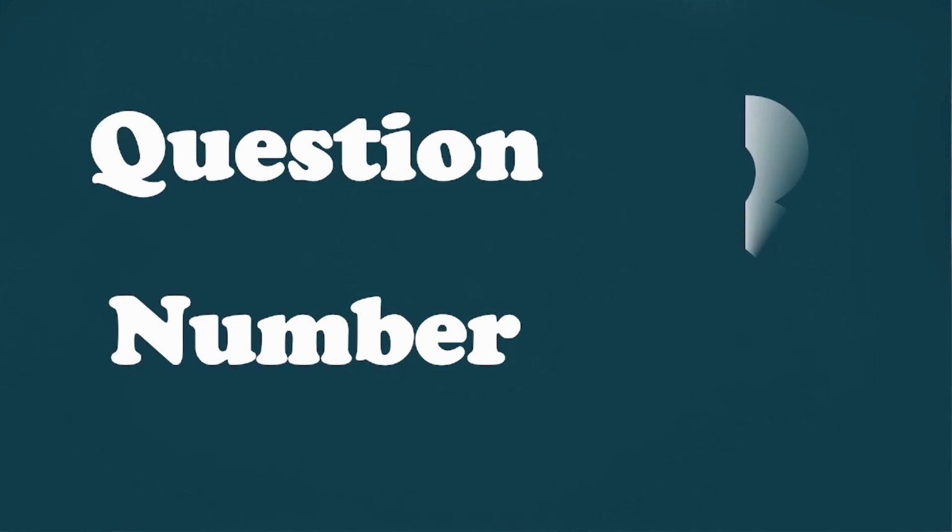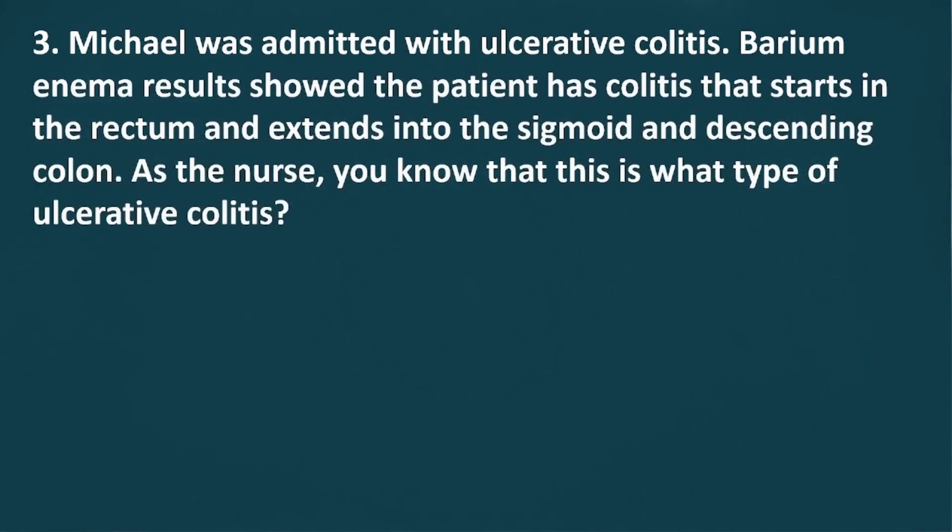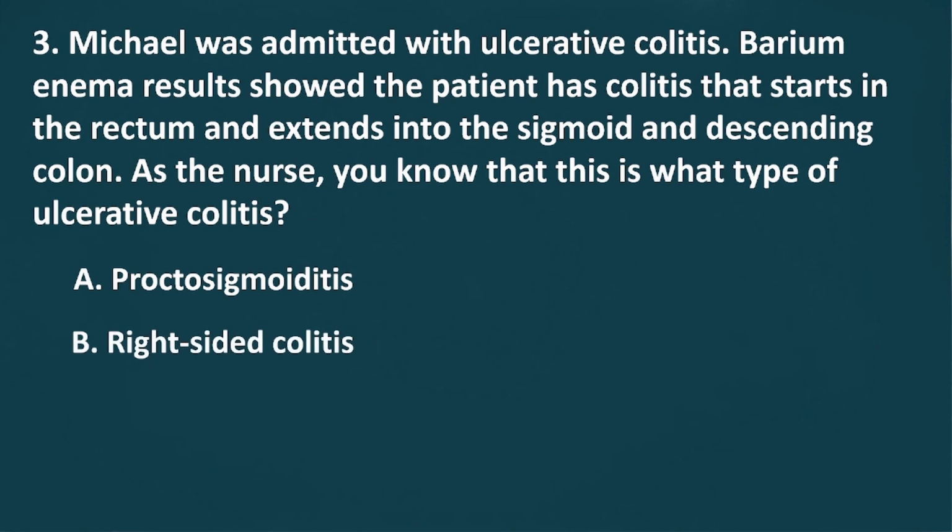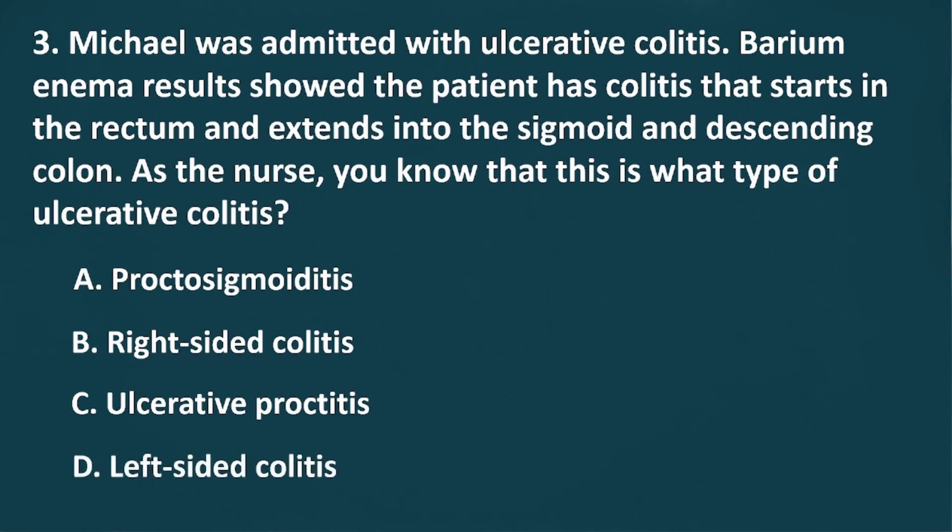Question number 3. Michael was admitted with ulcerative colitis. Barium enema results showed the patient has colitis that starts in the rectum and extends into the sigmoid and descending colon. As the nurse, you know that this is what type of ulcerative colitis? A. Proctosigmoiditis. B. Right-sided colitis. C. Ulcerative proctitis. D. Left-sided colitis.